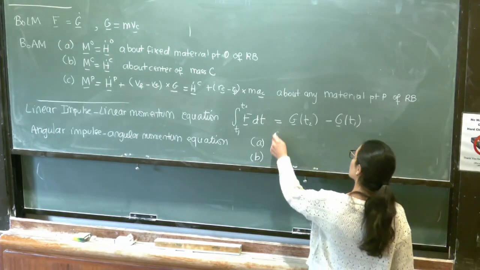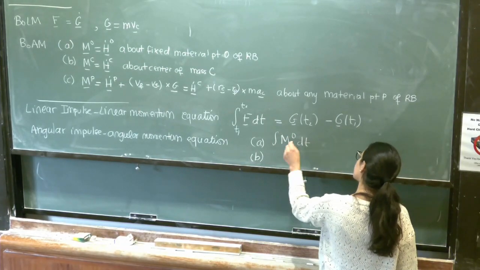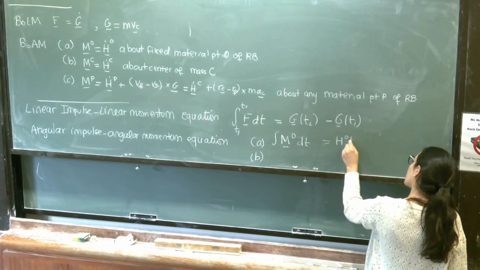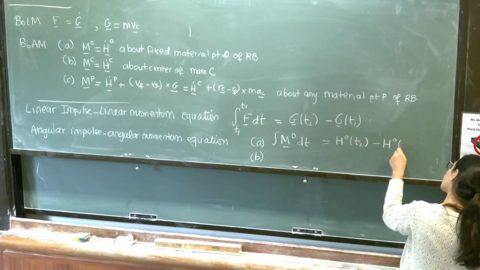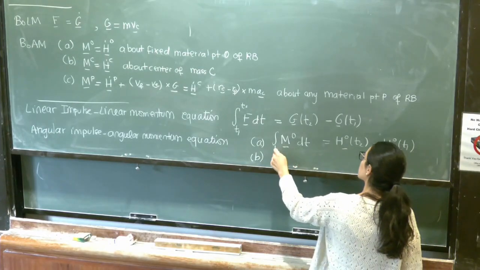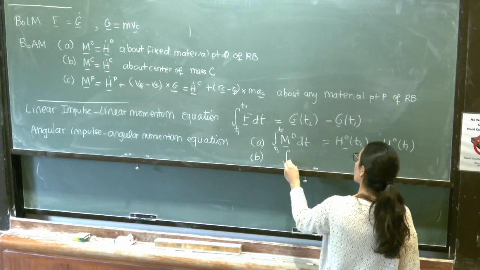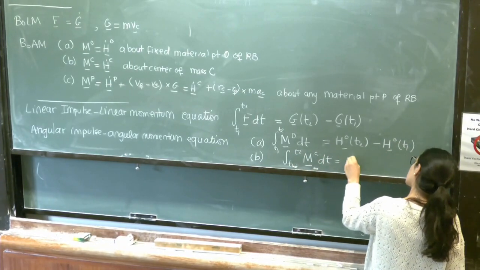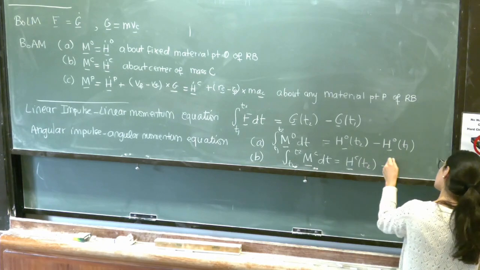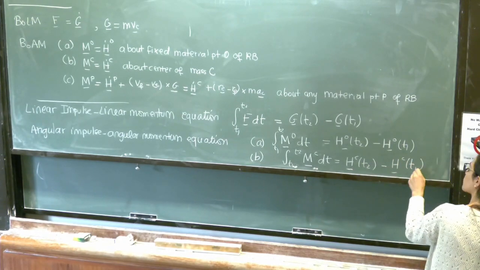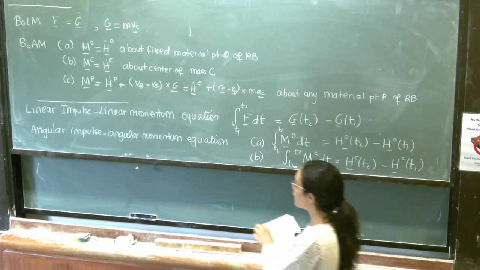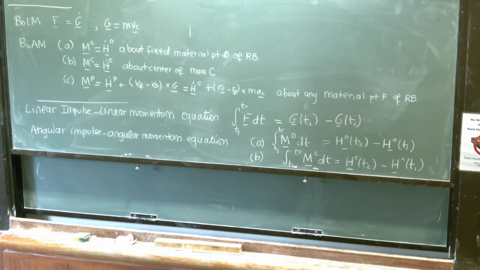So that would be the integral of MO dt. So the angular impulse is equal to HO at t2 minus HO at t1. About the center of mass, okay. So these are the linear impulse and momentum equations, angular impulse, angular momentum equations for a rigid body.